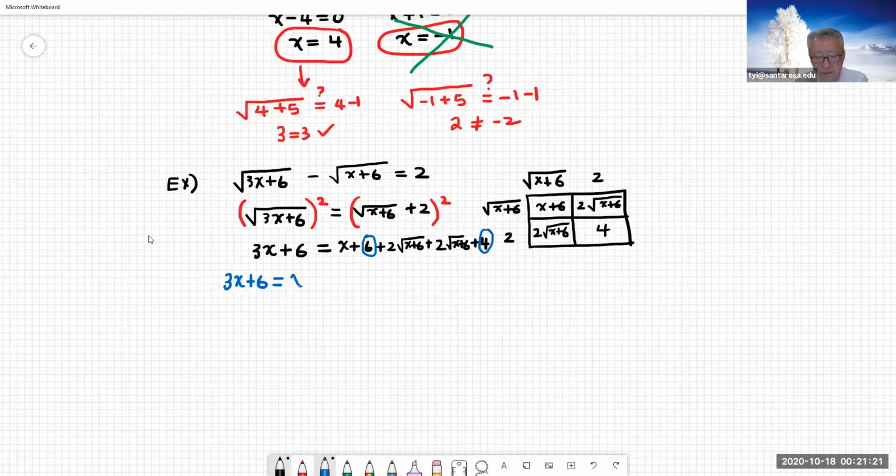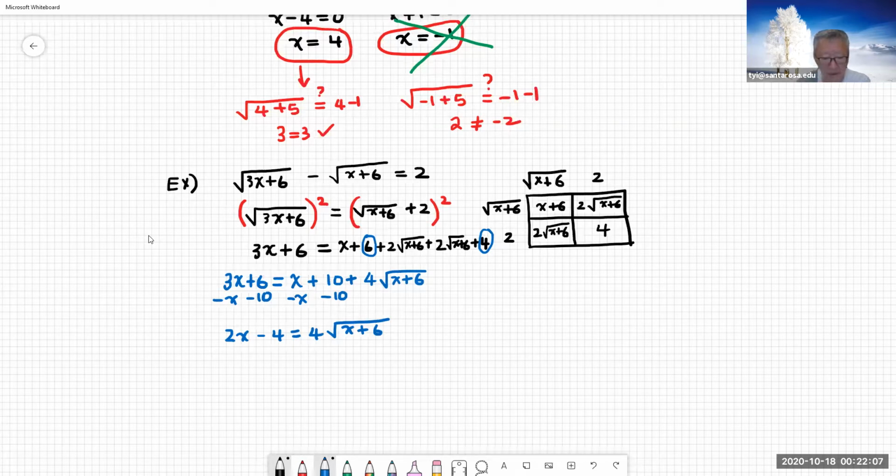So that means I have x plus 10, plus you got 2 of this quantity, 2 of that quantity. So I've got 4 square root of x plus 6. Okay, so I'm going to isolate the radical on the right-hand side. So I'm going to subtract x and subtract 10, and I'm going to do the same thing on the left-hand side. So I have 2x minus 4 is equal to 4 square root of x plus 6.